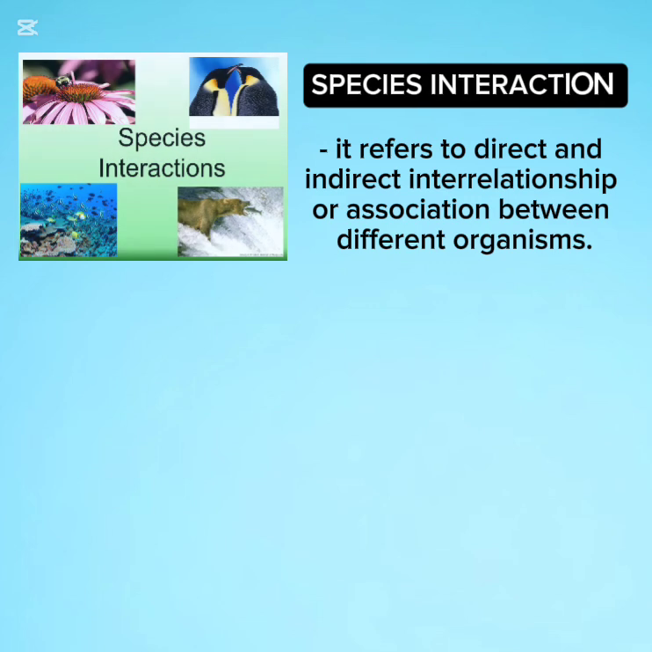Species interaction. It refers to direct and indirect interrelationship or association between different organisms within an ecosystem, where the survival, reproduction, and behavior of one species influence another. These interactions are crucial for maintaining ecological balance and can vary based on how they affect the species involved. They shape food webs, population dynamics, and evolutionary processes.